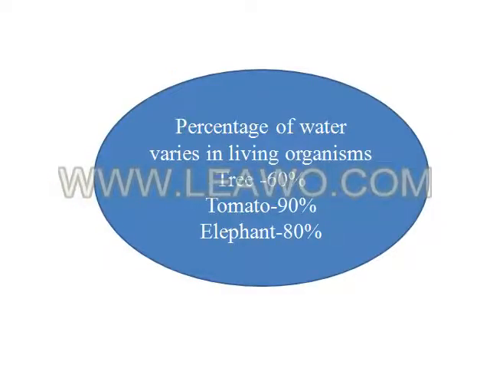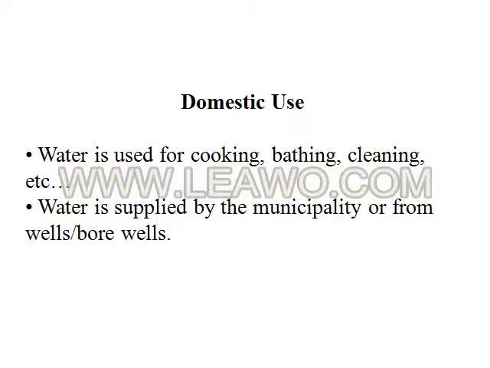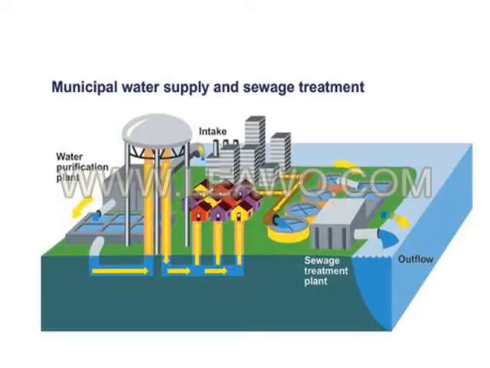The percentage of water differs in living organisms: a tree has 60%, a tomato consists of 90% water, and the elephant body has 80% water. For household work or domestic use, water is used for cooking, bathing, cleaning, washing, and so on. Water is supplied by the municipality or from wells or pools. In the municipal water supply and sewage treatment plant, as you can see in the diagram, there is a water purification plant where water gets purified and is supplied to the houses with the help of pipes.